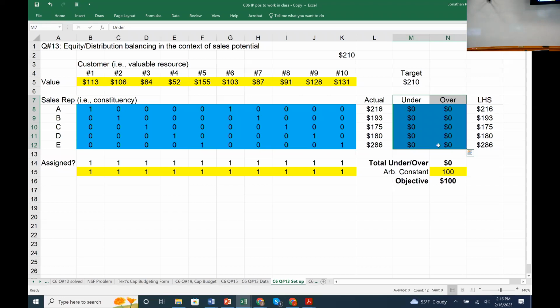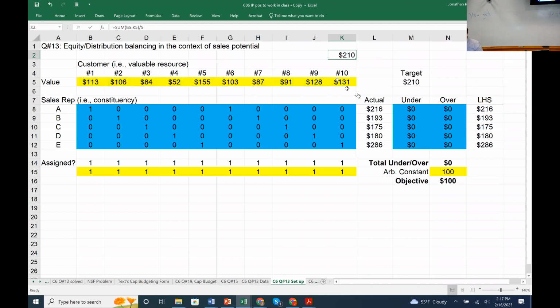Column L is what you get. That's the weight of the rocks in the bag. And we're going to compare that to a target. And the target in this particular problem is 210. Also, I don't remember whether or not I explained why 210 in this class. It's just add up all the sales potential across all of the customers, divide by 5, because we have 5 salespeople. So if all 5 salespeople received sales potential of 210, that'd be perfect. That'd be exactly ideal. So that's my target.